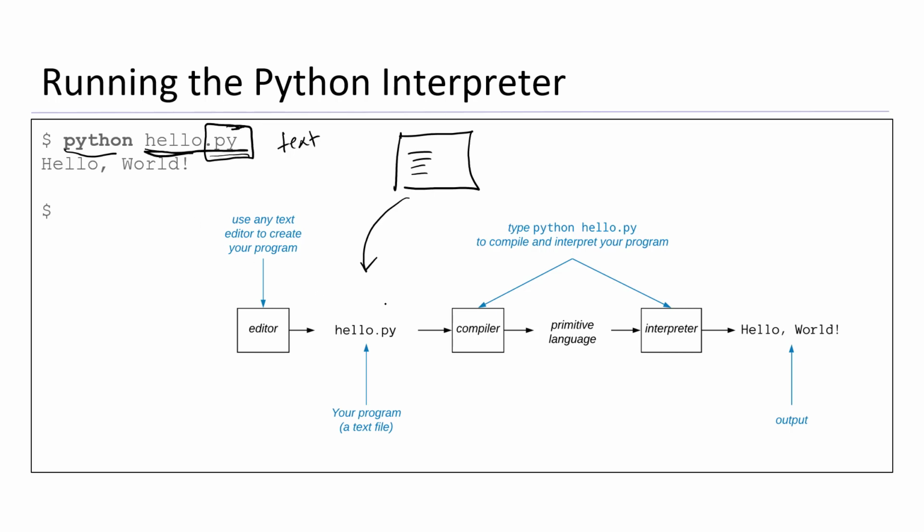And what will this do? It will invoke two things. It will invoke the compiler and the interpreter. Now, the compiler will first translate your code into some kind of a primitive language, something that is easy for the computer to execute. And then the interpreter will take these instructions and will execute them one at a time. And for each instruction that you have written in the program, you will get the output for those instructions.